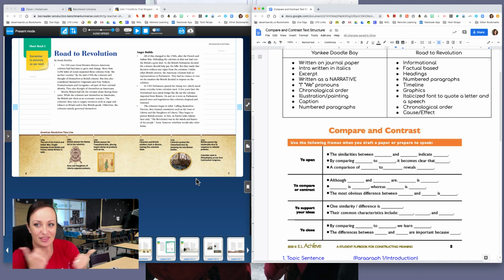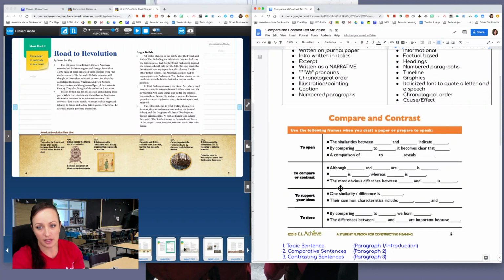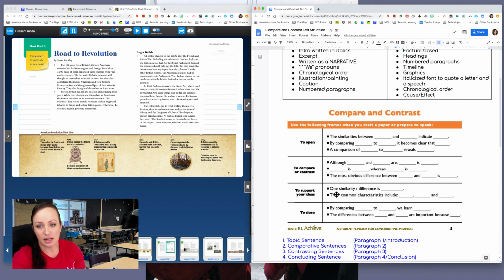And then how they're different, how they contrast. I'm noticing in our chart, some things that are different is that one is informational based, one is written from a perspective at the actual war, and one has more cause and effect, where the other one doesn't. The other one is just really just the chronological order with the events. One includes quotations from a letter or a speech, while the other one is the first-hand account. So there's different things that you're going to be able to say, and here's some sentence frames you can use to help you. Okay, to support your ideas, you can use that as well to give us more information.